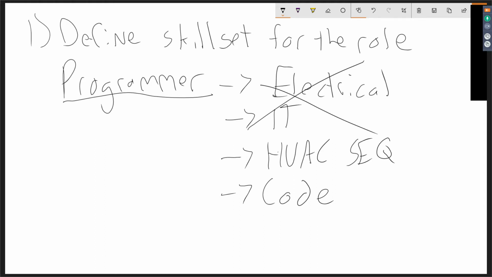So if you're spending time, and this is one of those mistakes that I made very early on when I was managing technicians, if I was spending time with my programmers teaching them how to install controllers on VAV boxes, can you see why that would not be a good use of their training time? Rather, what you want to do is focus in on the areas that are going to most impact their job, which is mastery of HVAC sequences and code.